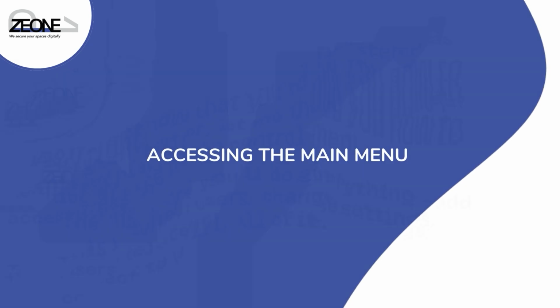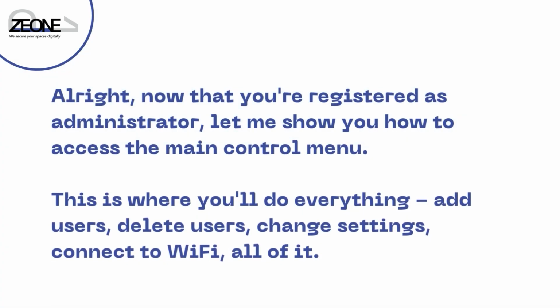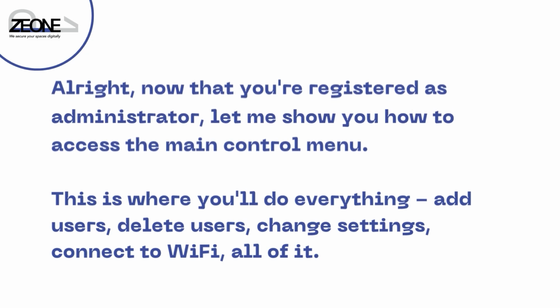Accessing the main menu. Alright, now that you're registered as administrator, let me show you how to access the main control menu. This is where you'll do everything. Add users, delete users, change settings, connect to Wi-Fi, all of it.